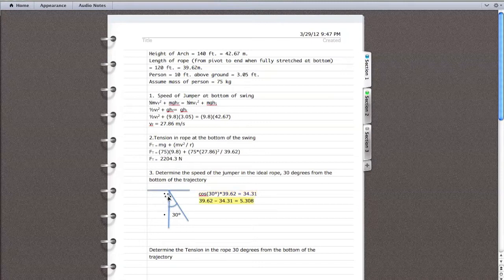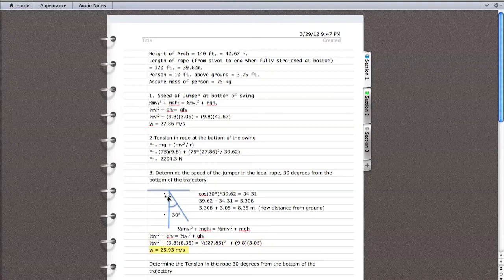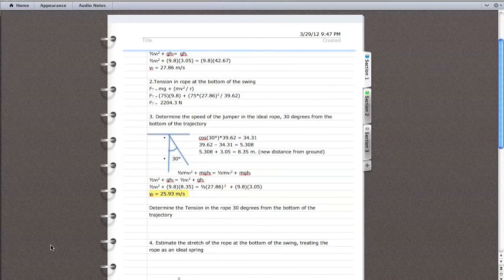We then use the energy fundamental principle one more time, where our initial energy is when the person is at the bottom of the rope swing. We have all the values we need except for the final velocity at the 30 degrees from the bottom of the trajectory. We plug in our values and solve for the final velocity and get 25.93 meters per second.